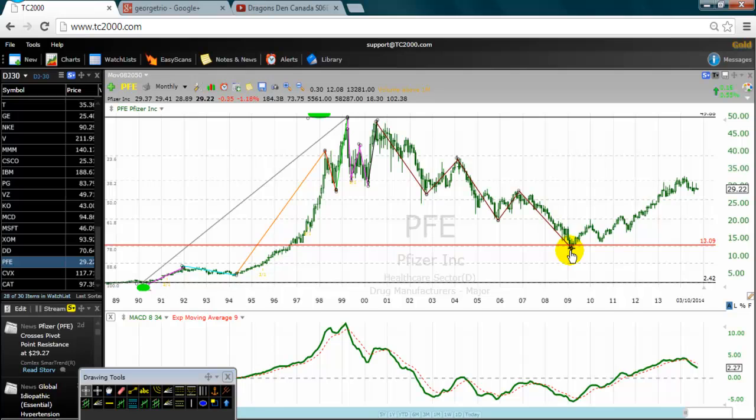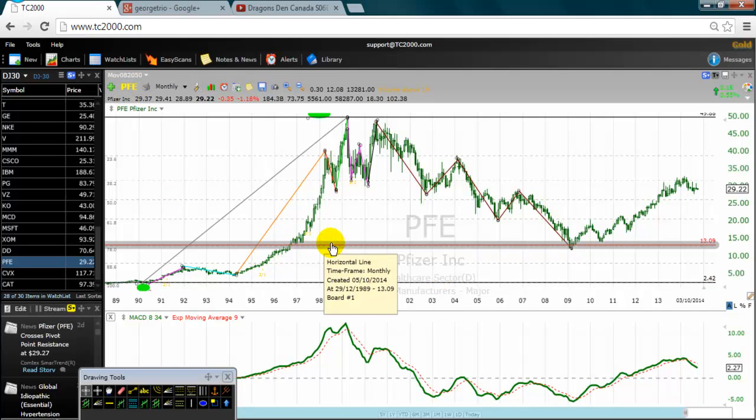All right? That's 19 years. Say, call it 20 years. Okay, a 20-year cycle for this Pfizer stock, ticker PFE, listed on the Dow 30.